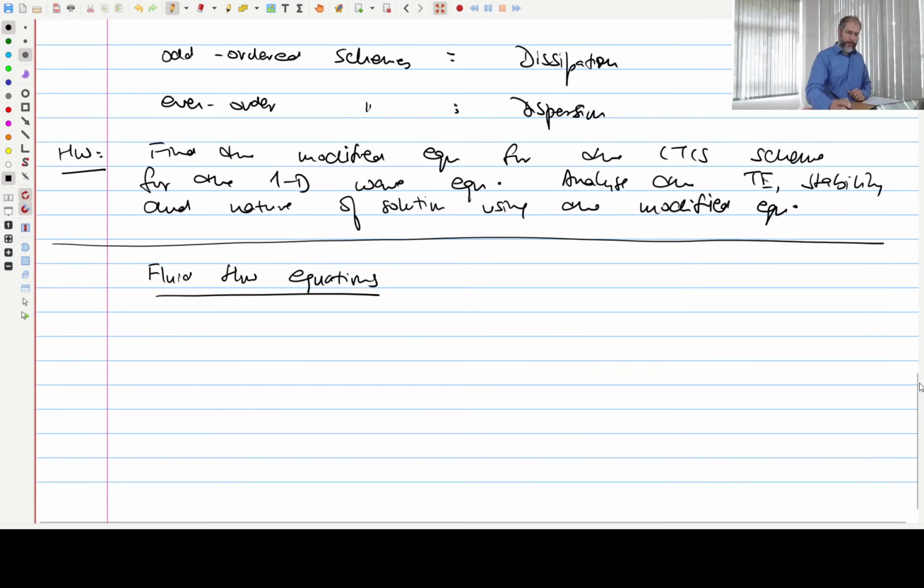Right. So now we are equipped fully with all the tools and the methods to solve equations for fluid flows. So let's write the equations for fluid flows and then start analyzing what we know about these equations.